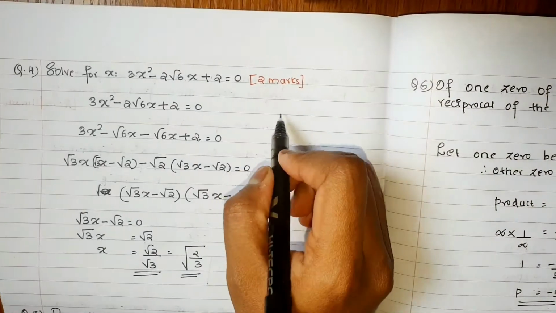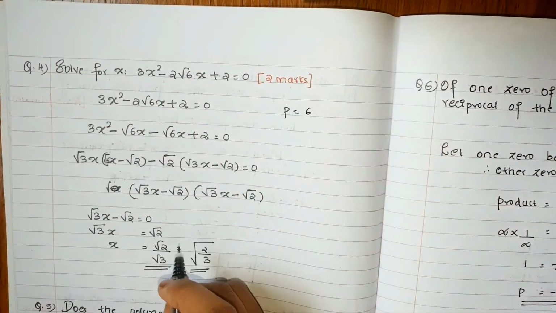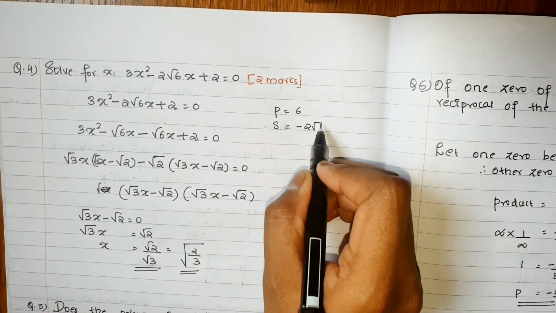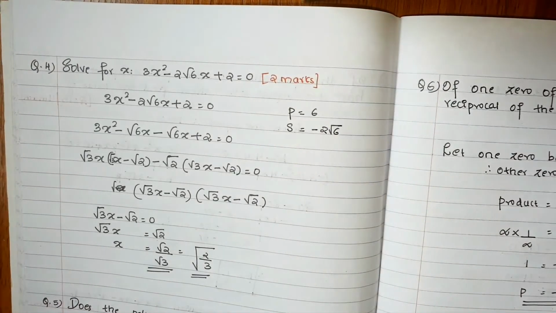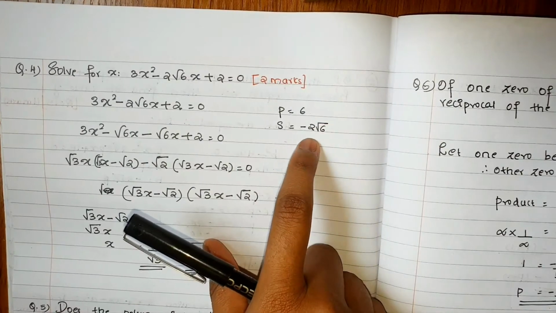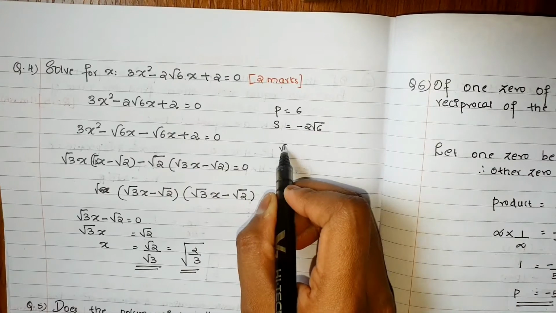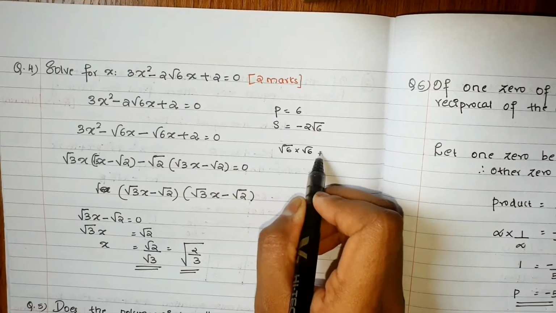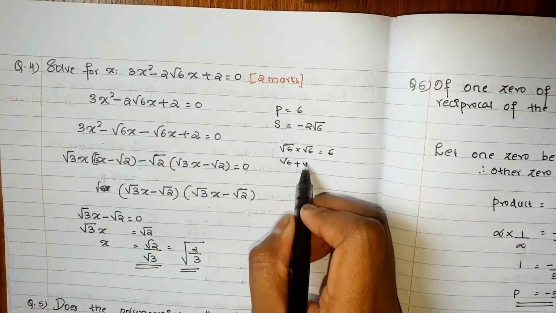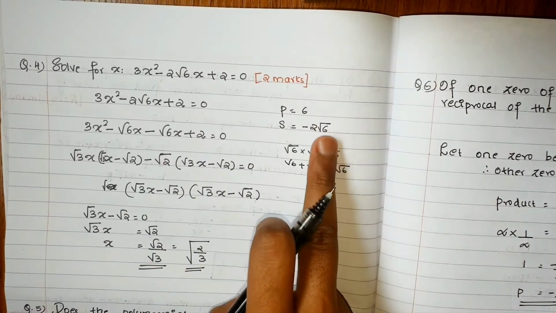What is the product? Product is equal to 3 into 2, that is 6. And what is the sum? Sum is equal to minus 2 root 6. Actually this is very easy. Product is 6 and sum is minus 2 root 6. So for product 6, if I multiply root 6 into root 6, I am getting 6. And root 6 plus root 6 is 2 root 6. But I have to get minus 2 root 6.